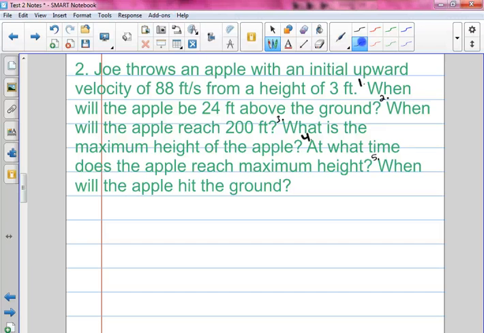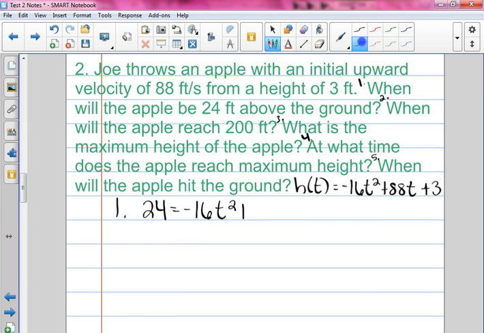When will the apple be 24 feet above the ground? Well, first of all, I need to come up with my equation. So h of t equals negative 16t squared plus your initial velocity, which is 88t, plus your initial height, which is 3 feet. Okay, so I want to know when it will be 24 feet above the ground, so that's h of t. So 24 equals negative 16t squared plus 88t plus 3.